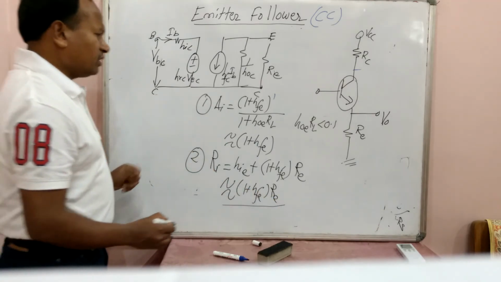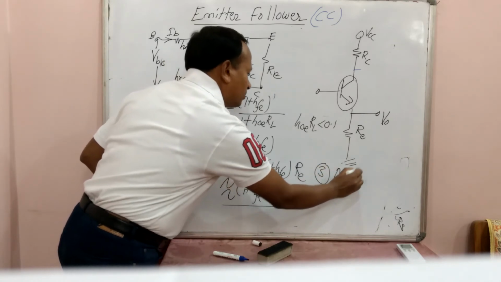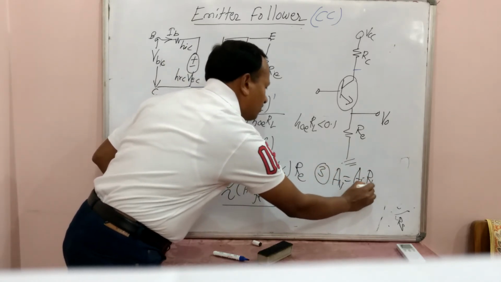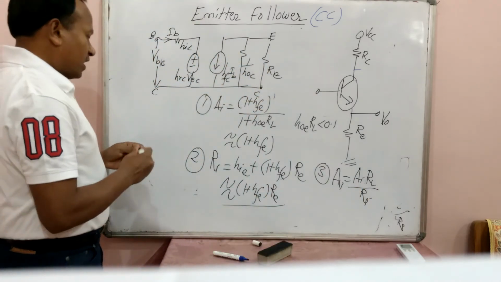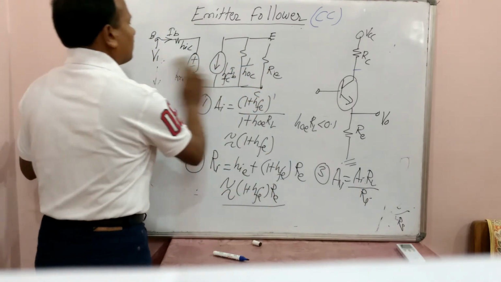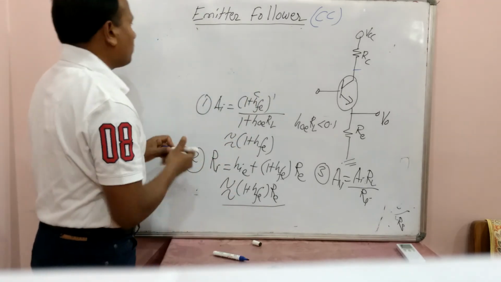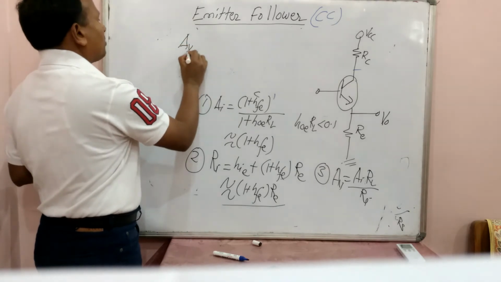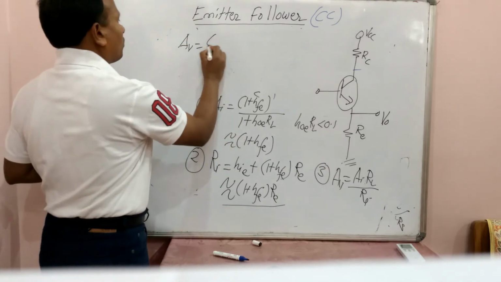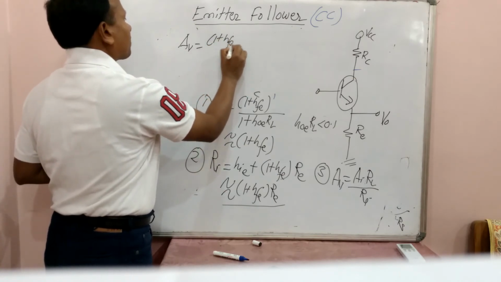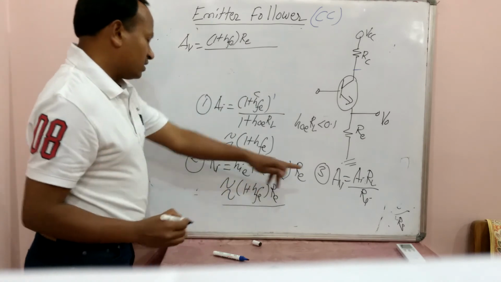What about the third one? Third one is not, I mean, very new concept. It is AI RL divided by RI. So we can write the expression for AVS, AV. What will be AV? AV can be written as AI, what is AI? The expression for AI, 1 plus HFE. RL, it is RE.